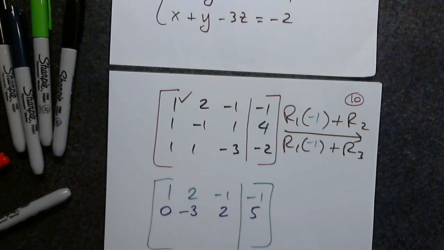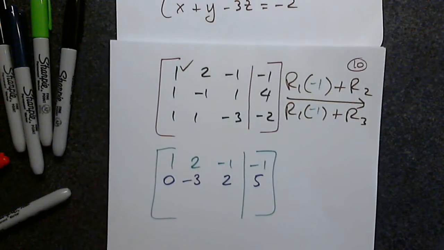Do we agree with 0, -3, 2, and 5? Everyone? Please say no if you don't, and I'll go back. Is this okay, everyone? Right, okay. Next one.